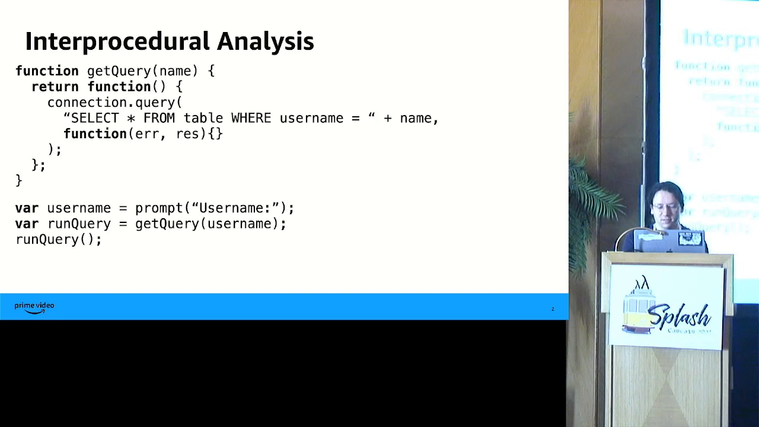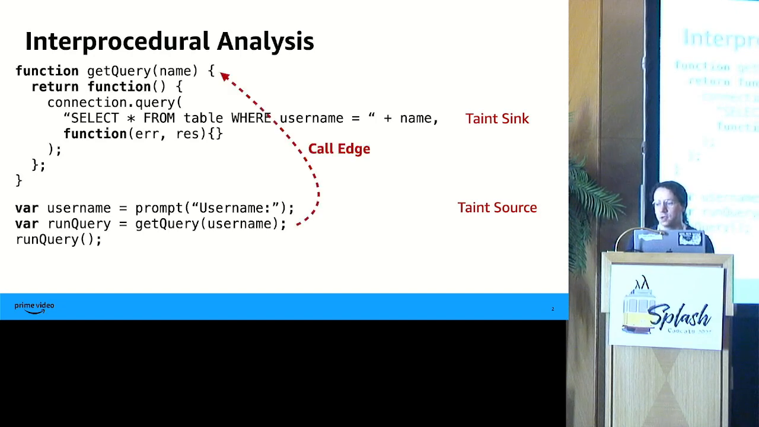If we want to reason about this problem, we want to figure out whether the name variable there may be user-controlled untrusted input. In other words, this is a taint tracking problem where this prompt function can be considered a taint source, and the connection.query function can be considered a taint sink. Now, in order to figure out what actually flows into this taint sink, we need to reason about where this anonymous function that's being returned from getQuery is actually invoked. In other words, we need to construct a call graph.